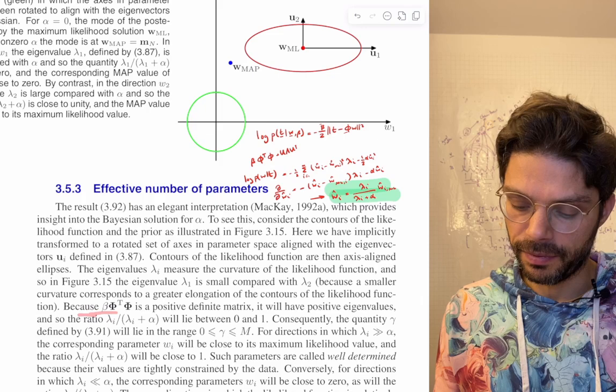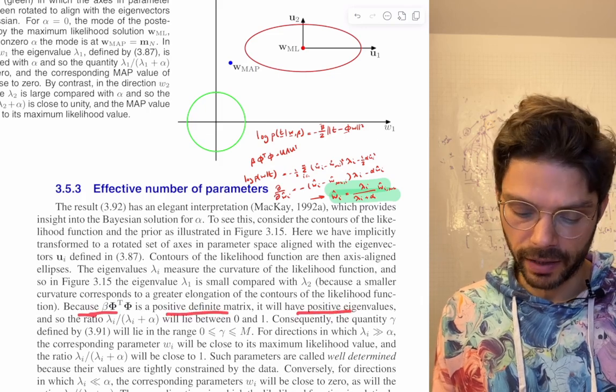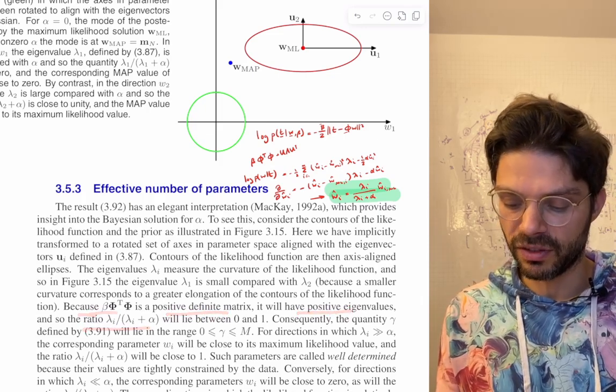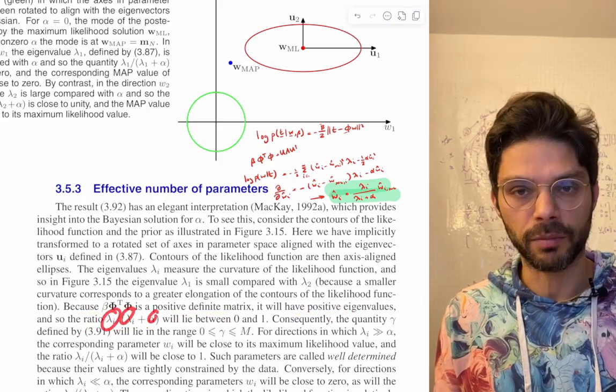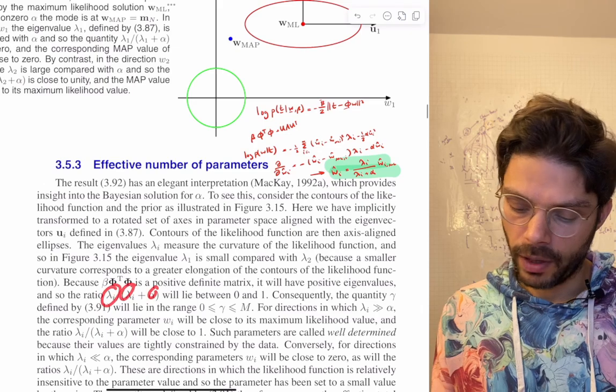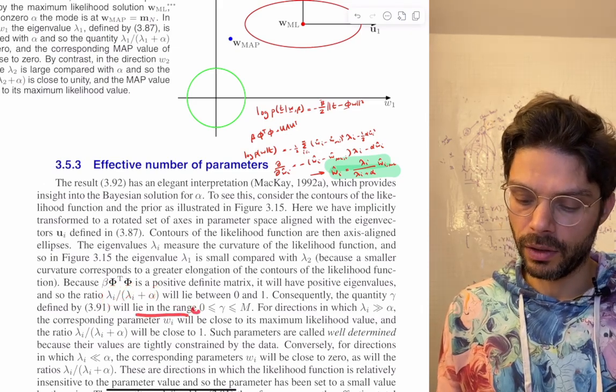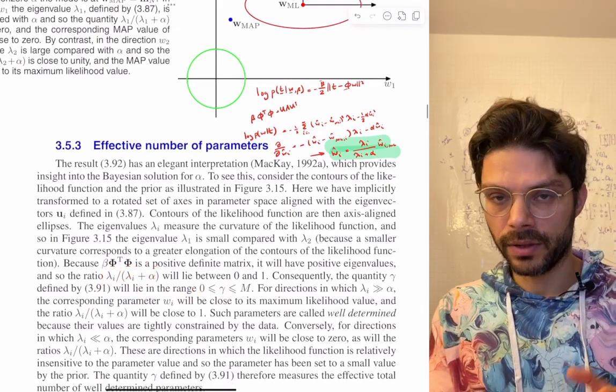Because beta phi is a positive definite matrix, it will have positive eigenvalues, and so the ratio will lie between 0 and 1, right? These are all positive, and alpha is positive. The quantity gamma will lie in the range 0 to M. And now, this is kind of getting into our discussion.